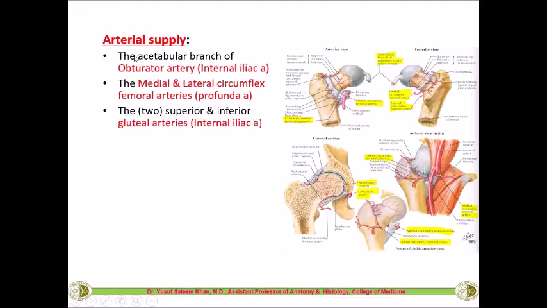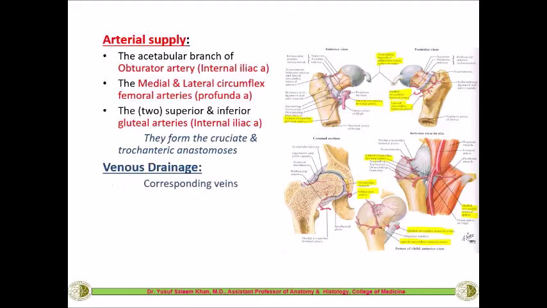So these are the three important sets of arteries: the acetabular branch of the obturator artery, the medial and lateral circumflex femoral arteries, as well as the superior and inferior gluteal arteries, which supply the hip joint. They form anastomosis around the hip joint, and they will supply the whole of the hip joint. They form the cruciate as well as the trochanteric anastomosis around the hip joint.